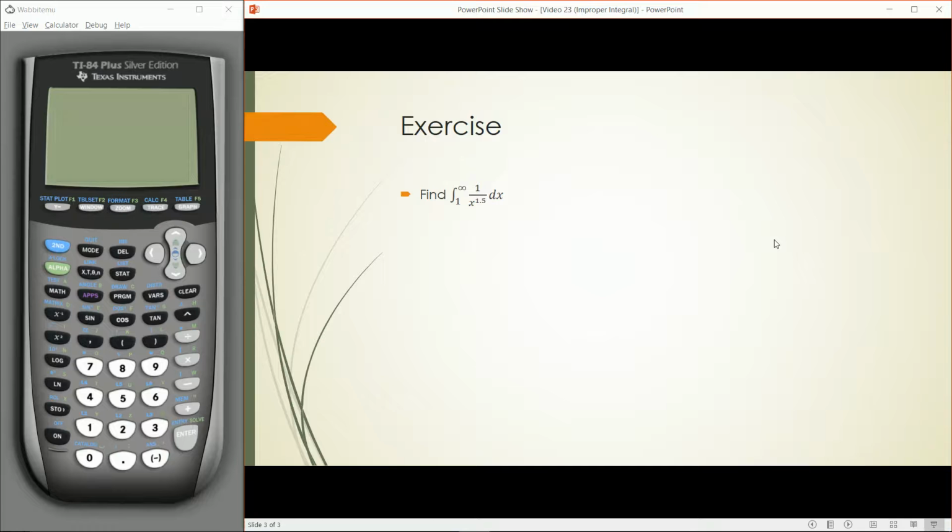Hopefully you paused it and tried it out. The very first step, change it from the improper to a more proper one. All right. From here, it's a pretty straightforward integration problem, which I'll give a few moments in between each one. So if you want to pause between each step.